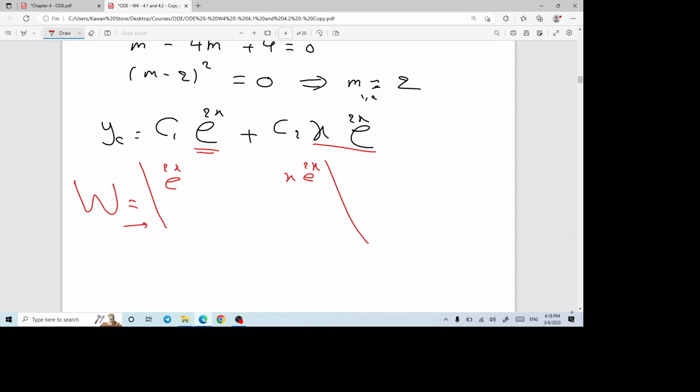So e to the power 2x, the derivative of e to the power 2x is equal to what? 2 e to the power 2x. Well done. How about the derivative of the other one? Two functions: x multiplied by the second one, plus the second one multiplied by 1, the first one. Clear, dears?